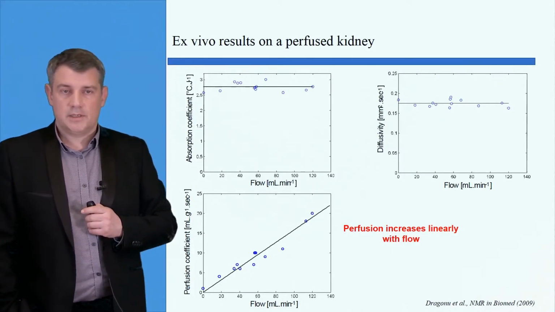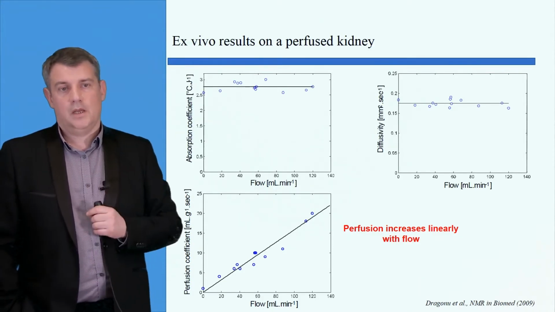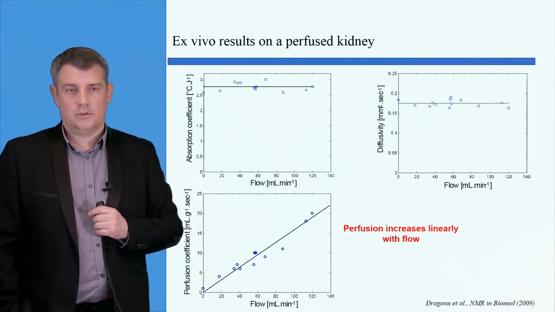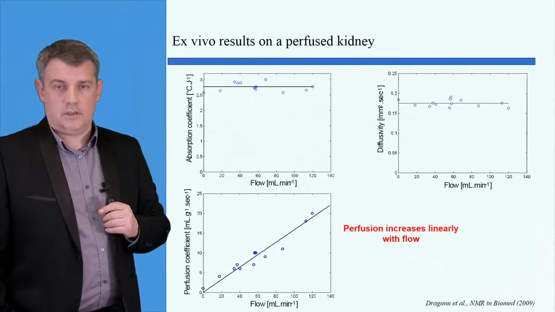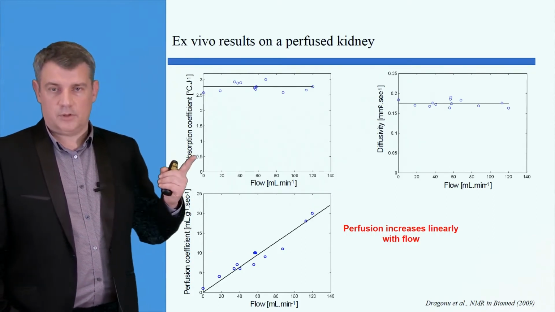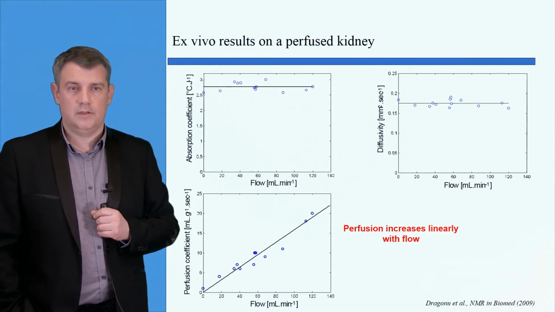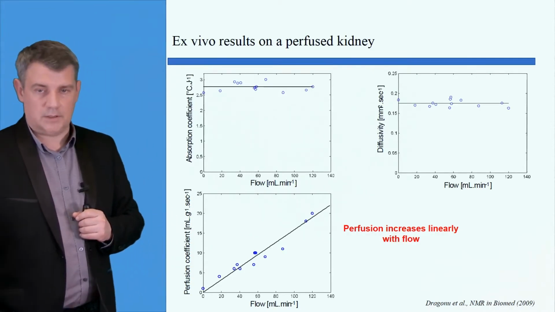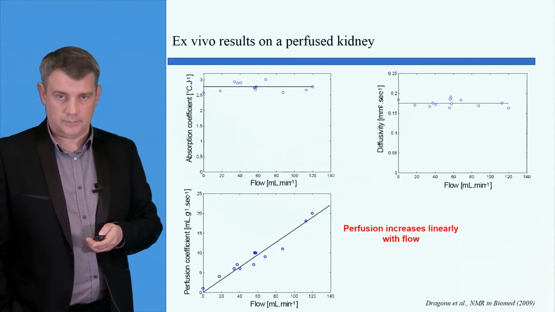So from this experiment, I said that we're able to change the perfusion through the quantity of fluid that was going through the renal arteries. So we can, as expected, show that the absorption coefficient does not vary with flow. That's the same for the thermal diffusivity. But as expected, the perfusion coefficient varies linearly with the flow.